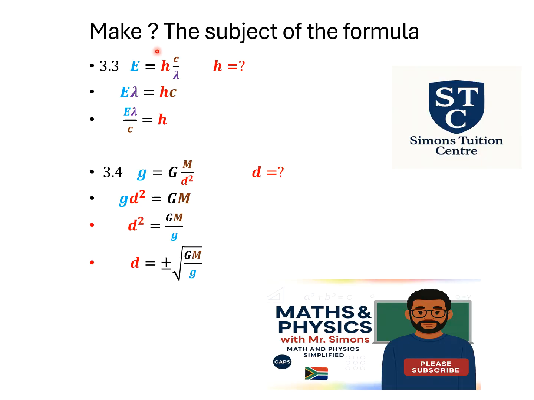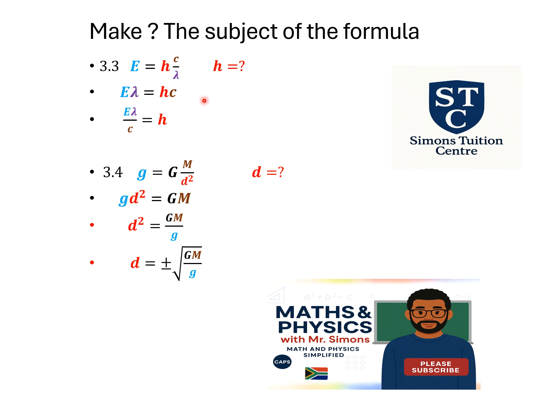Right, so again we want to make h the subject here. So this one we're going to do in grade 10 and we're going to do it in grade 12. Photoelectric effect, right? Or working out the energy of photons. So there my energy equals Planck's constant times the speed of light, which is c, divided by wavelength or lambda. We want h as the subject of the formula.